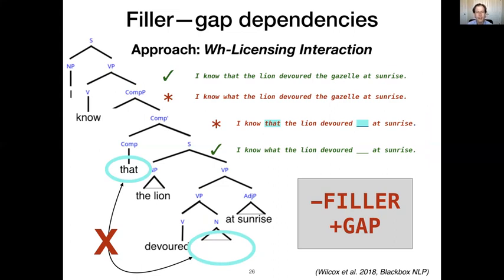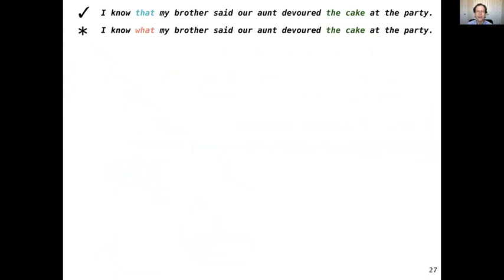So how do we evaluate that? How do we evaluate whether a language model knows that? I'm going to show you that we're going to separately look at versions with and without the gap and think about the effect of changing the word that to a what. So changing plus versus minus filler. So here's a different version of this pair. I know that my brother said our aunt devoured the cake at the party. Perfectly fine. I know what my brother said our aunt devoured the cake at the party.